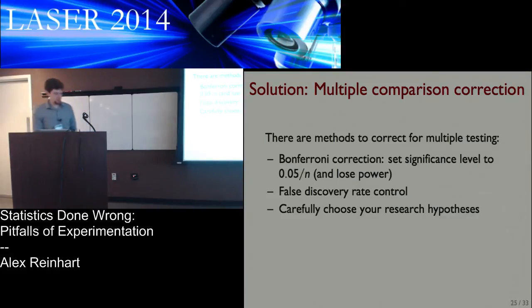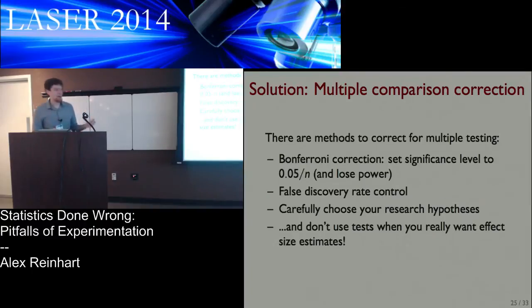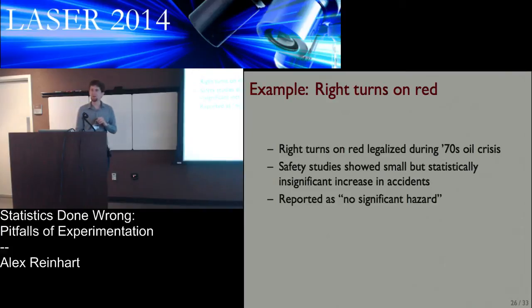And sometimes you don't want a test. Maybe you don't even expect the effect to be 0. You know there's some effect, you want to know how big it is. Or how big it is is really the interesting question, not whether it exists. So maybe you don't even want to test in that case. You want an effect size estimate. And let me give you an example of a case when using significance instead of an effect size test allowed us to turn right at red lights.